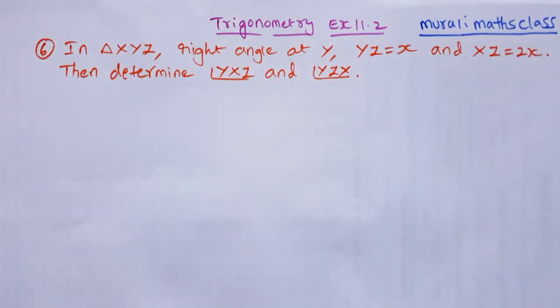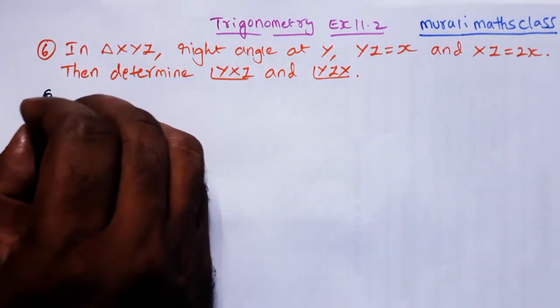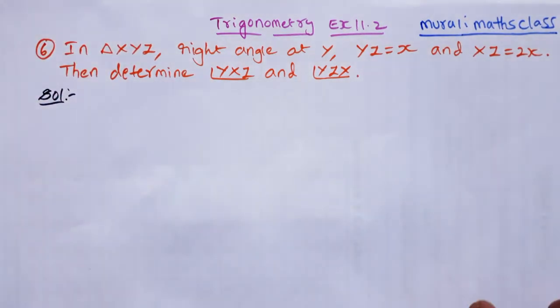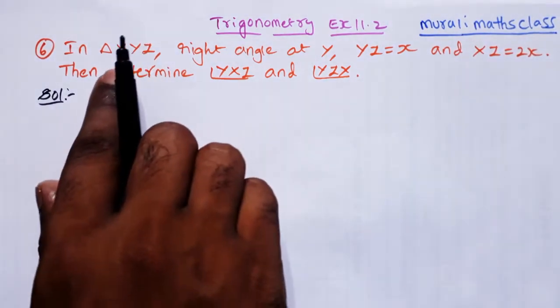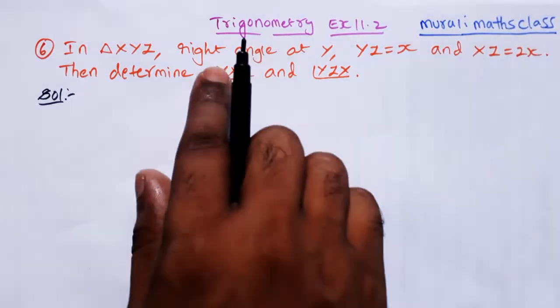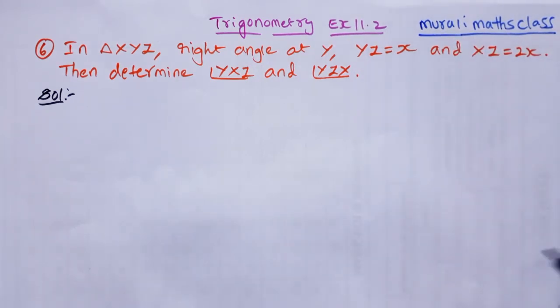Now we will see how to solve this, how to find out the two angles. The first thing is we need to draw a triangle. What is the name of the triangle? The name of the triangle is triangle XYZ, and the right angle is at Y. So the right angle should be at angle Y. Like that we need to draw a triangle.